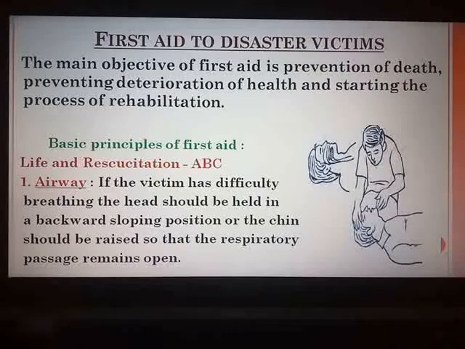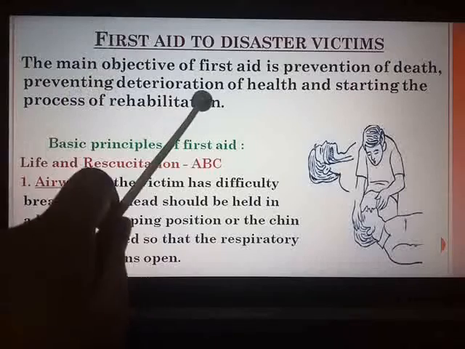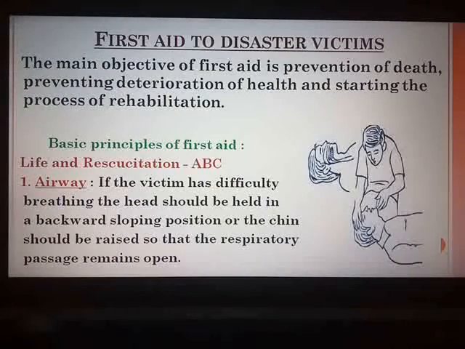So what is the main aim? What is the main objective of this first aid? It is prevention of death, preventing deterioration of health, and starting the process of rehabilitation. The disaster affected victims, you have to first see how the loss of lives of the people can be minimized. Next is deterioration, means lowering down of the health. The lowering down of the health of the people should be reduced immediately, so that all part is achieved by providing first aid.